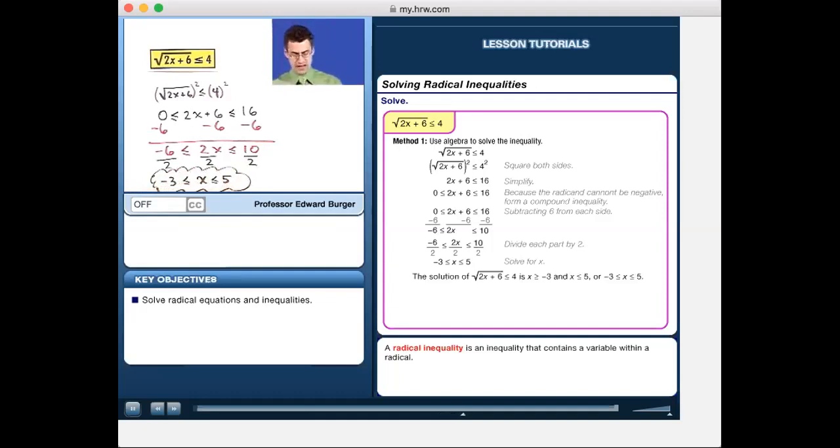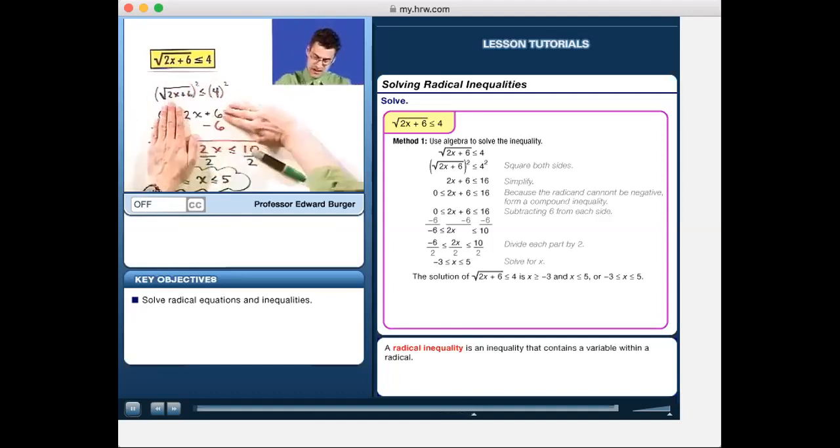And we arrived at that by squaring both sides of this, getting this inequality, but then remembering that the stuff inside there has to be positive. That gives us this inequality, and we put them together.